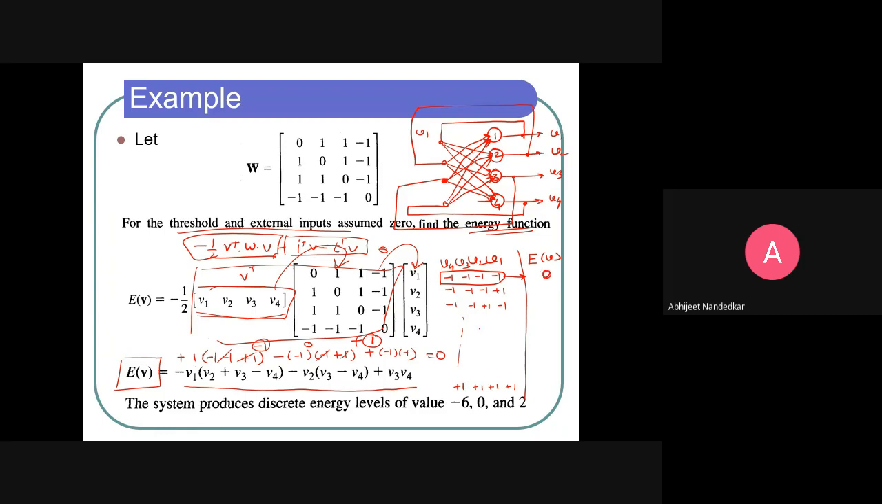Like that you have to compute for all 16 combinations. You will find that you get only 3 numbers, 0, 2 and -6, throughout this table. So this table will consist of only 3 numbers, 0, 2 and -6, that you can verify. I can then say that my system has only 3 discrete energy levels, that is -6, 0 and 2.